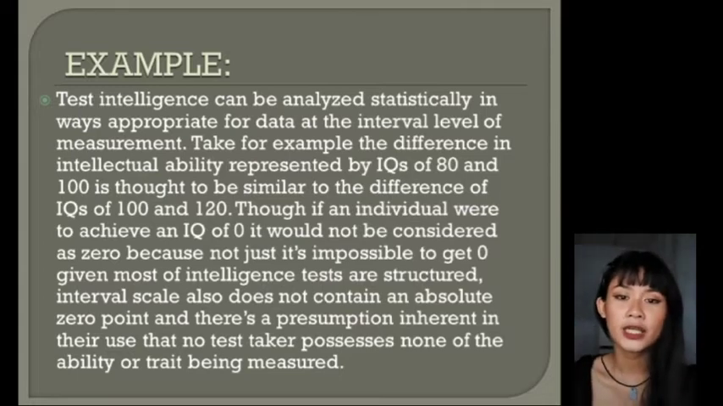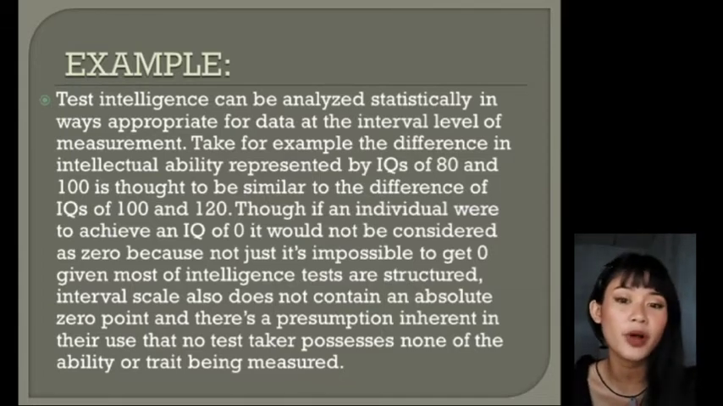Though if an individual were to achieve an IQ of 0, it would not be considered as 0 ability, because it's impossible to get 0 given how most intelligence tests are structured. The interval scale also does not contain an absolute 0 point, and there's a presumption inherent in their use that no test taker possesses none of the ability or trait being measured.